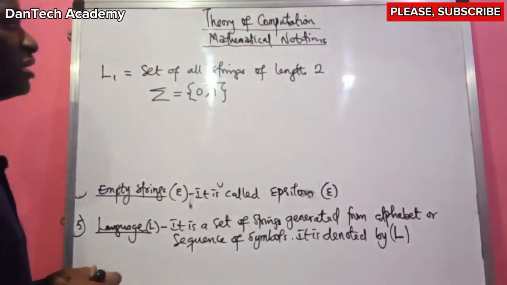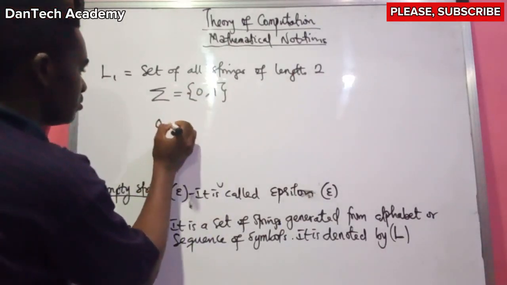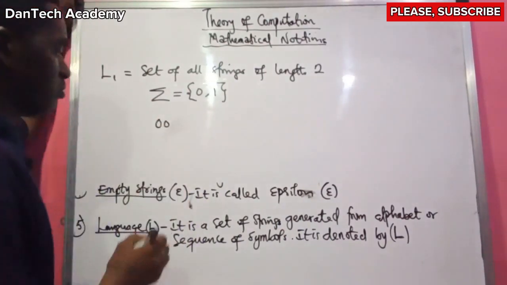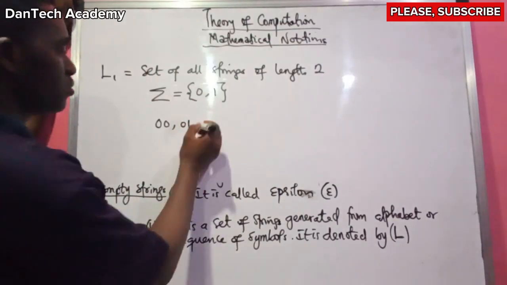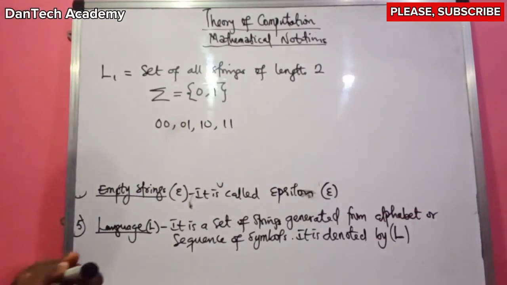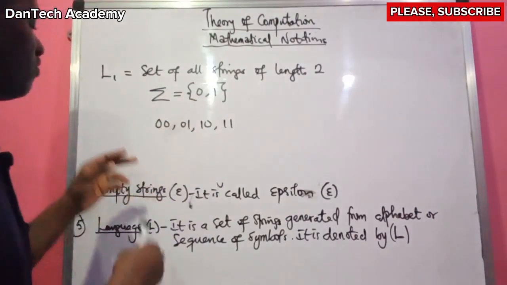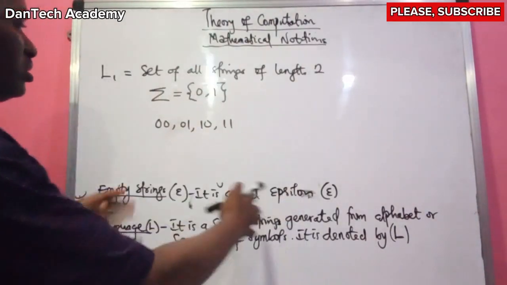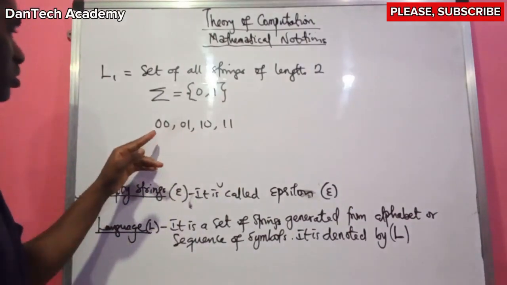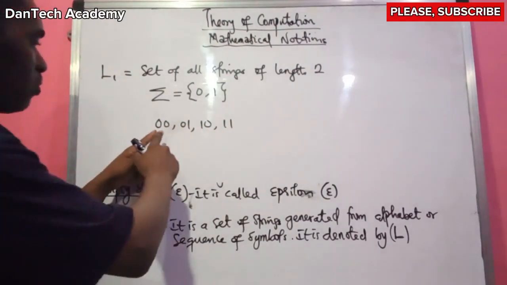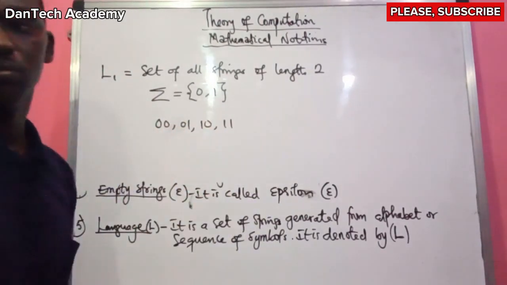So generating our strings of length 2, we could have 0, 0, right? We could have 0, 1. We could also have 1, 0, and what? 1, 1. So that's what it is, a set of all strings of length 2. From this 1 and 2, we've been able to generate this. In total, in terms of symbols, you can see we have 1, 2, 3, 4. Now, what do we mean by length 2? I simply mean 1, 2, 1, 2, 1, 2, 1, 2. That's what I mean by length 2.